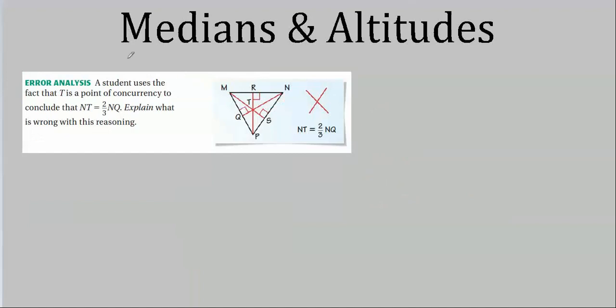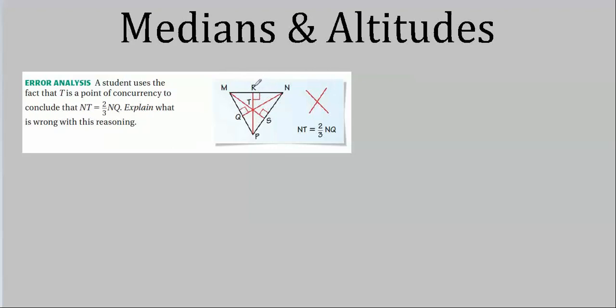Well, another one of those someone made a mistake problems. What we have here is all the altitudes drawn in. And he is using the fact that the concurrency of the medians, that point where they all intersect, divides the medians up into 2/3 and 1/3.